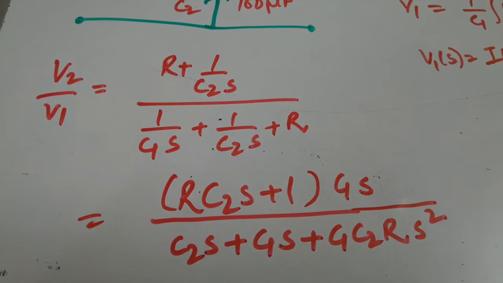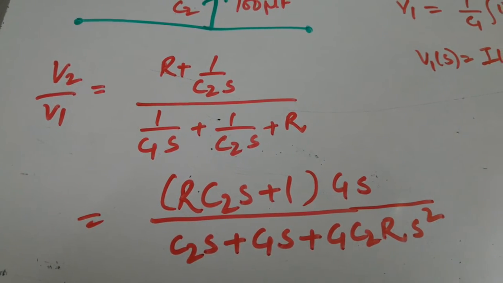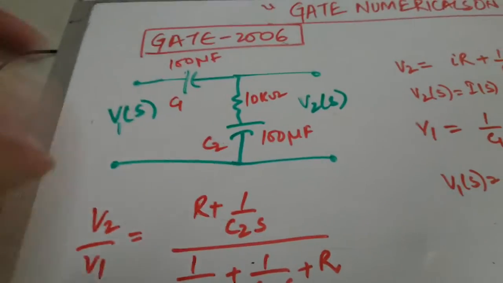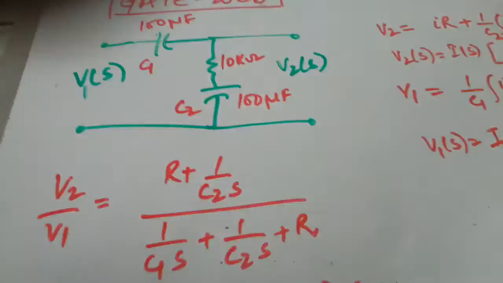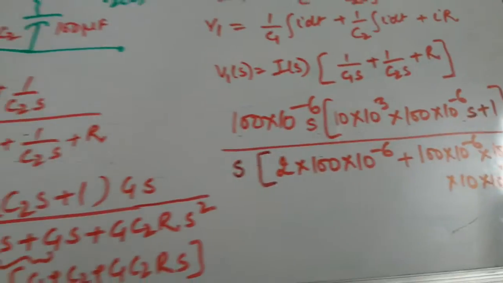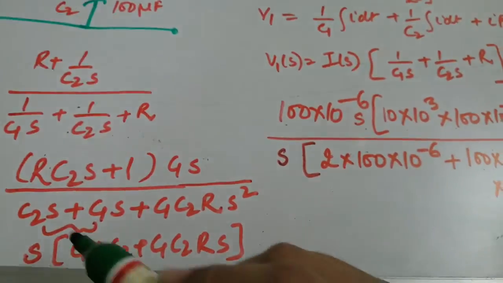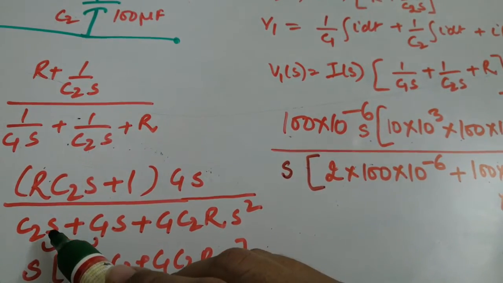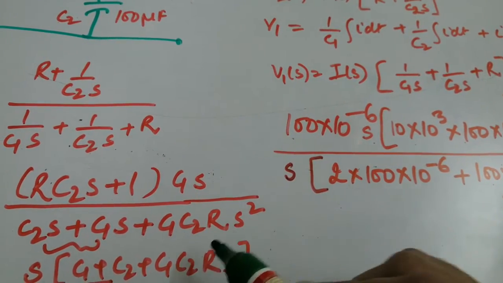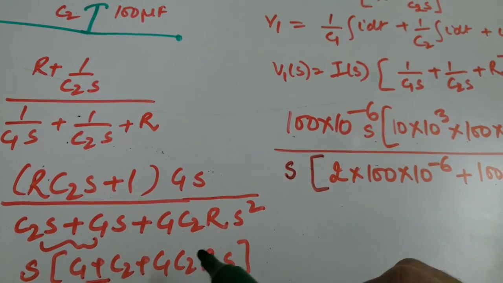So now we have to only put the numerical values of R, C2, C1. C1 I have taken this one, while C2 is this one. So now we have put the values of C1, C2, R here. Here I have just taken S common from here, because this is S and S square here. So I have taken S common, so I have got this here.